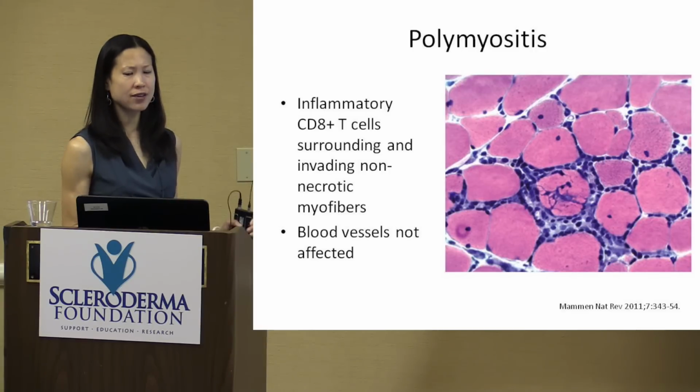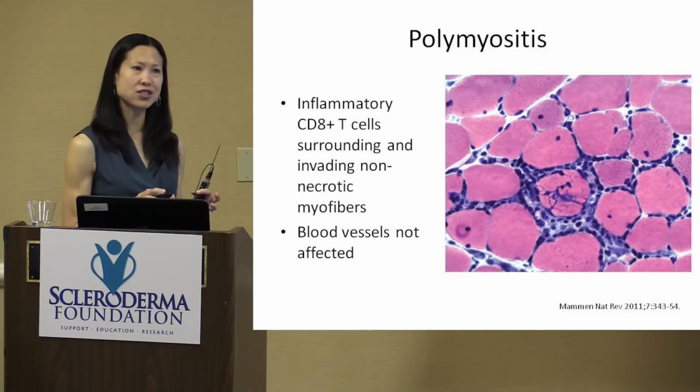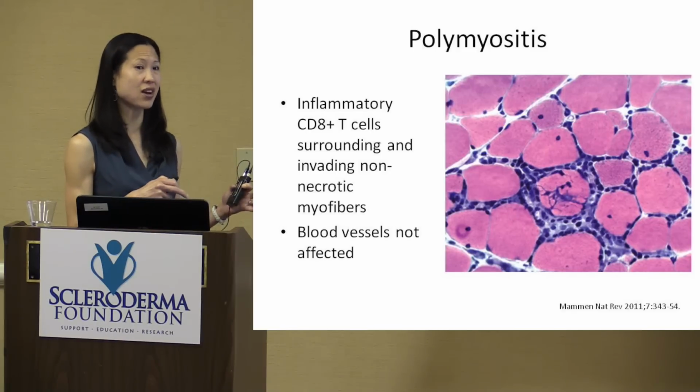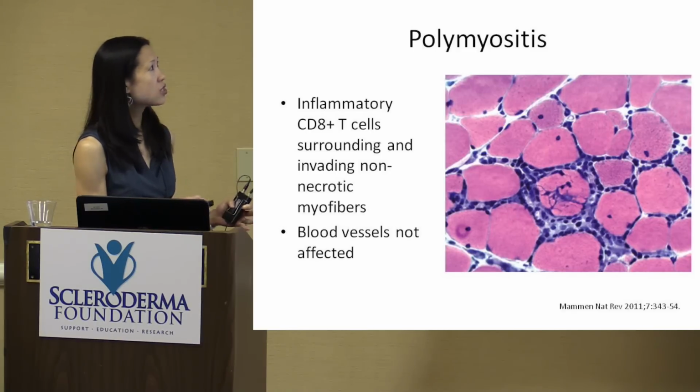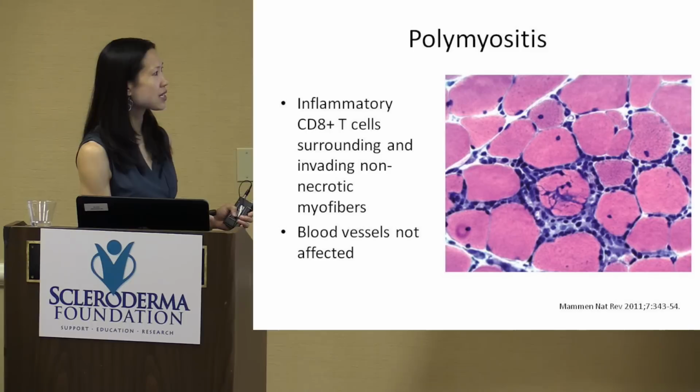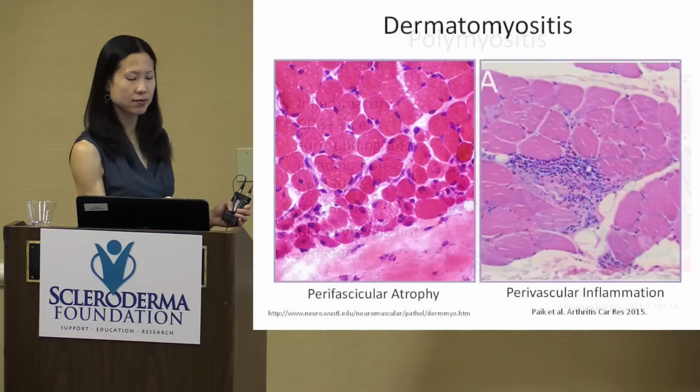Even though people lump polymyositis and dermatomyositis patients together all the time, they're different not only in the fact that dermatomyositis patients have the skin rash, but they're actually different on muscle biopsy as well. Patients with polymyositis get these inflammatory T cells that surround and invade the muscle fibers. And the blood vessels themselves are not affected at all.